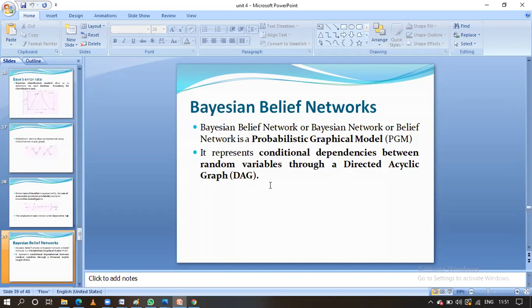Suppose two variables are there, A and B. There is a conditional dependency between the two variables. We are going to represent that in the Bayesian belief network in the form of a directed acyclic graph. Let us see in the next slides how we are going to represent the conditional dependencies between the two random variables, and how we are going to draw the graphical diagrams. Mainly we use a directed acyclic graph, which we call a DAG. In the Bayesian belief network we represent the conditional dependency between the two random variables in the form of a DAG.